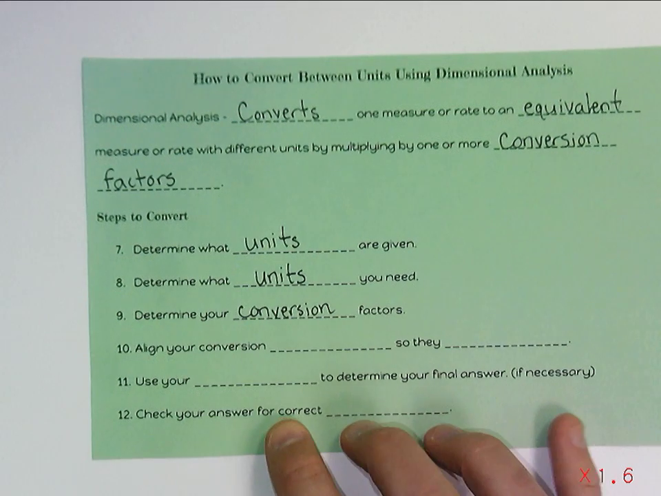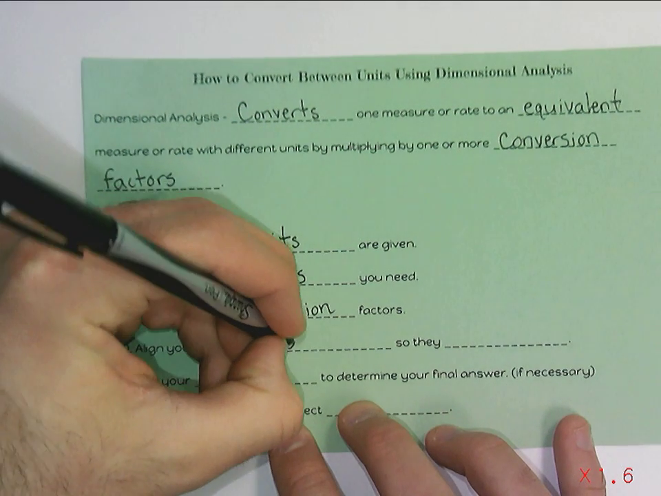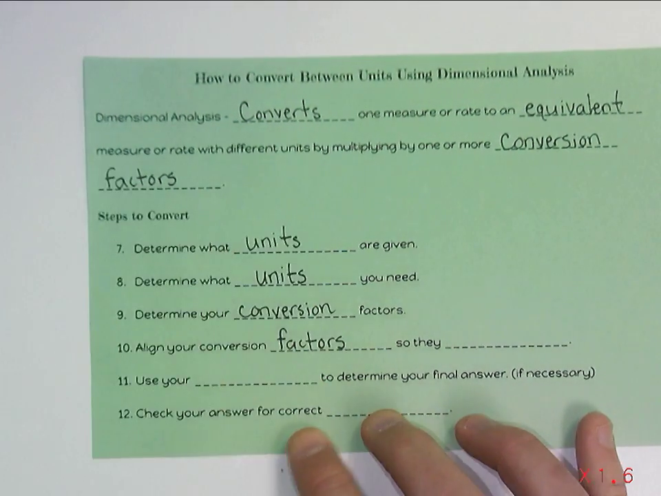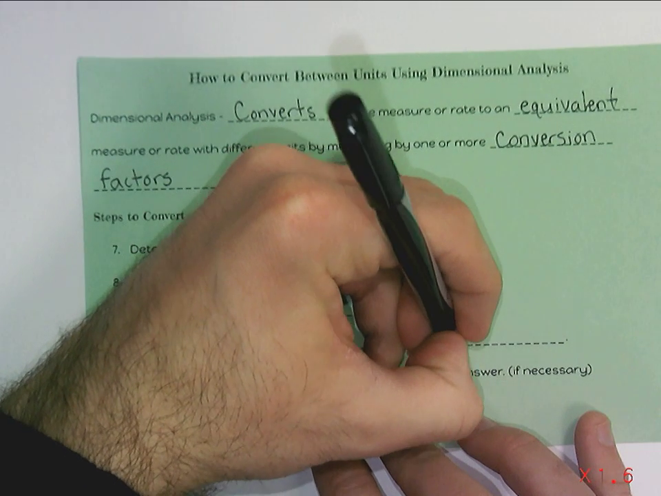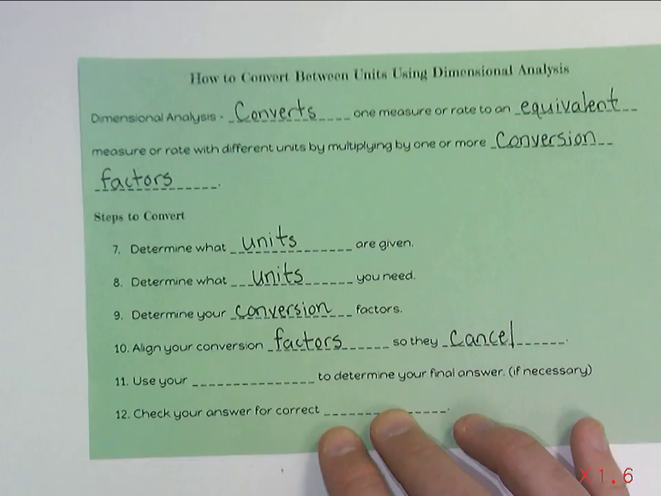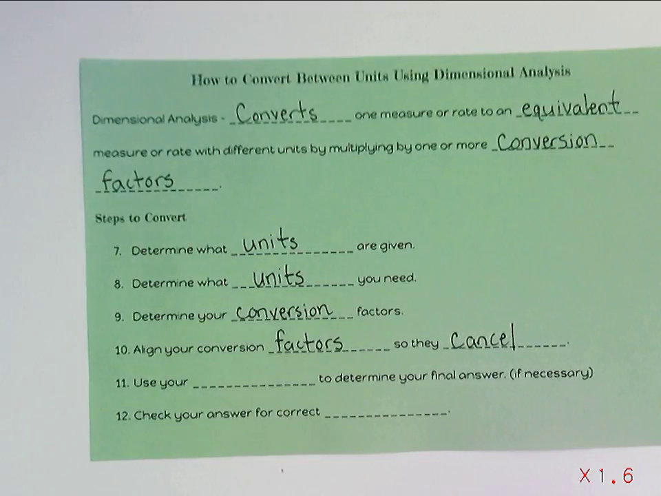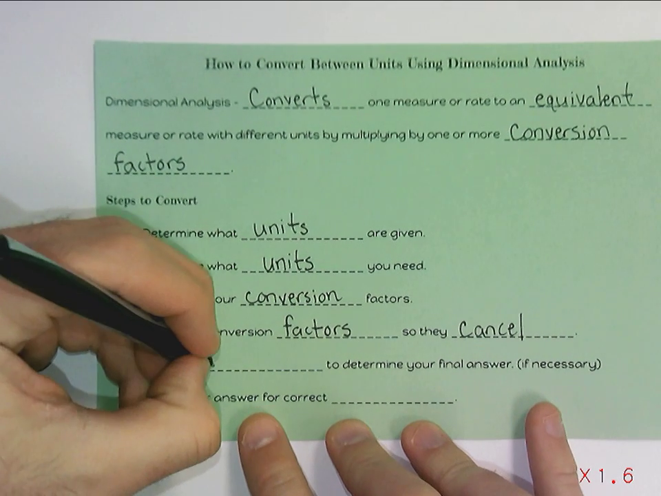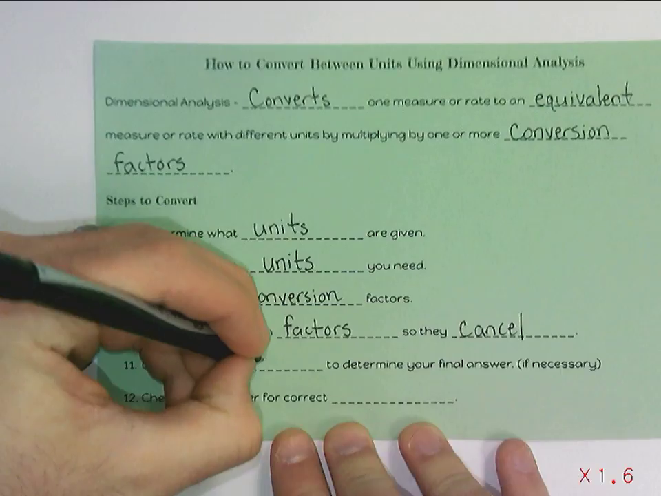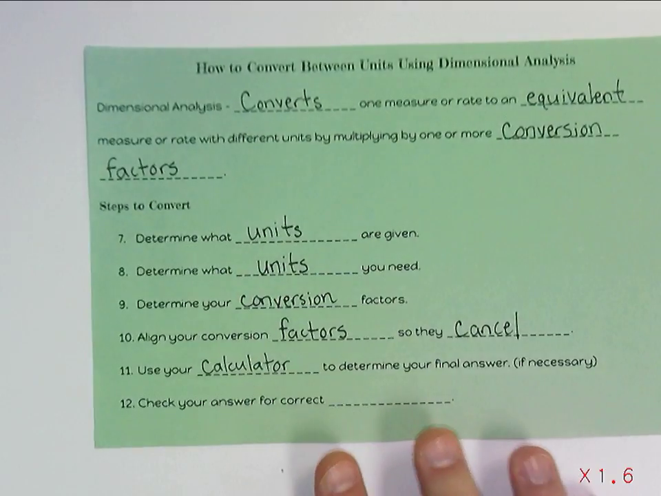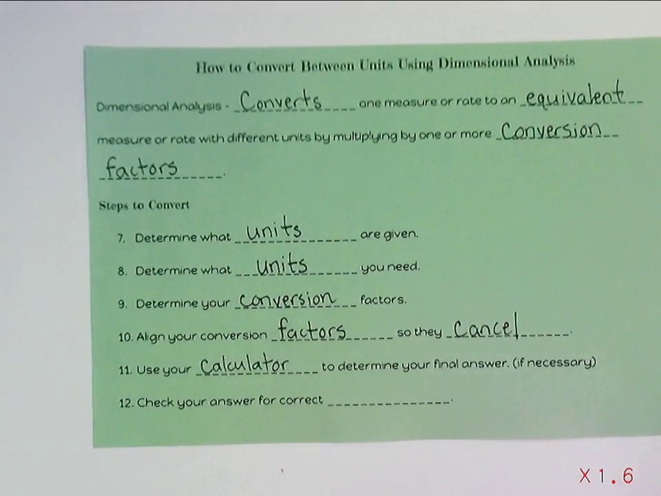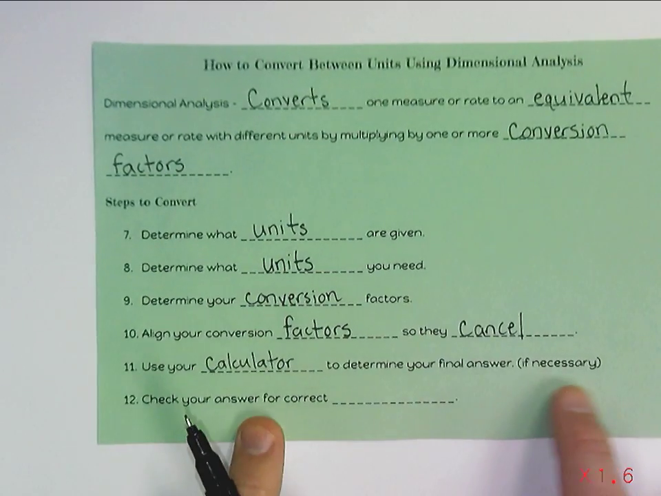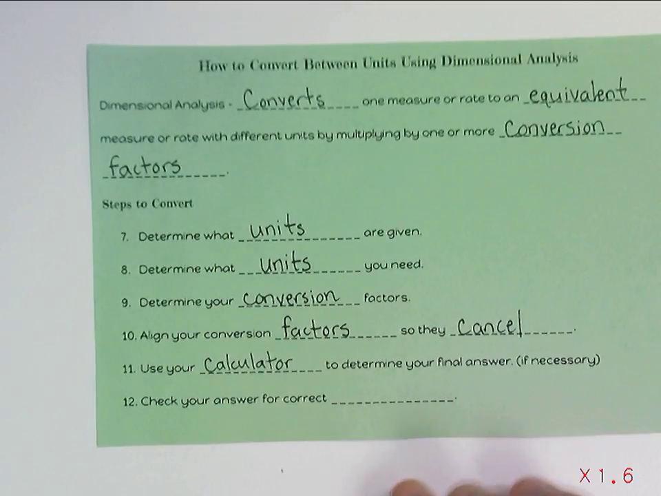Your next step would be to align your conversion factors so they cancel. We'll see what that means once we get into some examples, but you want to make sure that they cancel. And if necessary, in this next step here, use your calculator. You may need to at certain times, because sometimes you may have a really big number divided by another number. I don't expect you to do that out on paper. You can use a calculator, but only if necessary. If you don't need it, don't use it.